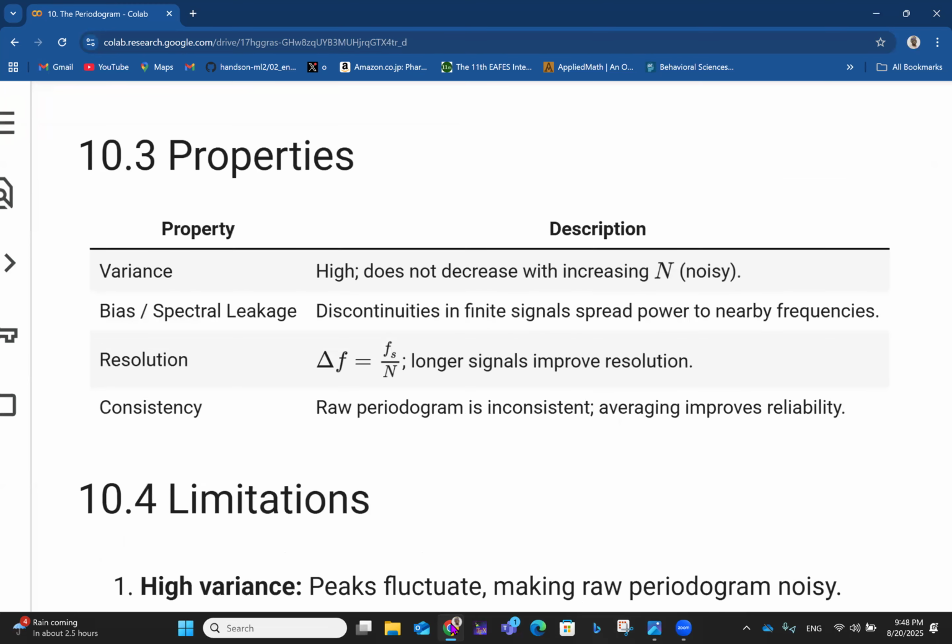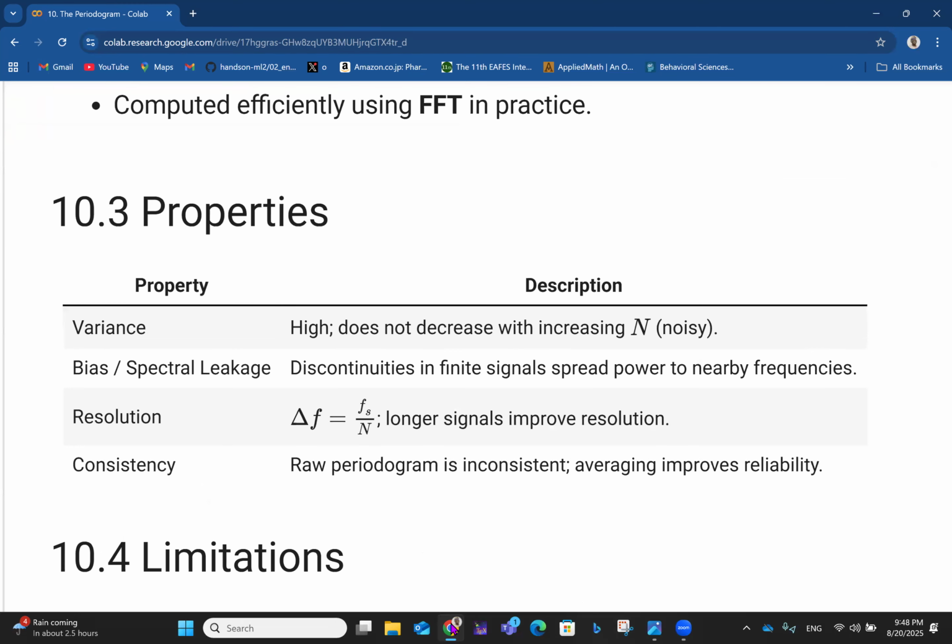Talking about some properties of the periodogram, we have the variance, which is high and does not decrease with increasing number of samples. That's when it becomes noisy; it doesn't decrease. Then we have the bias, or spectral leakage. We have discontinuities in finite signals, which spread power to nearby frequencies. Then we have resolution, the change in frequency, which is equal to the sampling frequency divided by the number of samples. In that case, longer signals improve resolution, right? Then we have consistency. The raw periodogram is inconsistent, but averaging improves reliability.